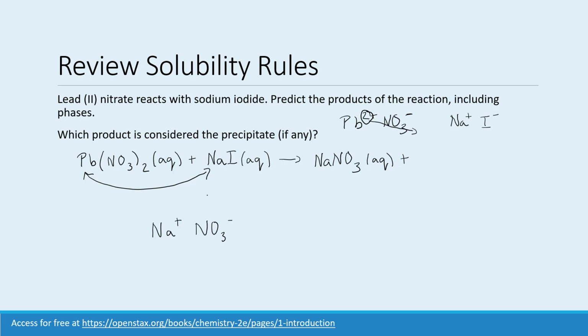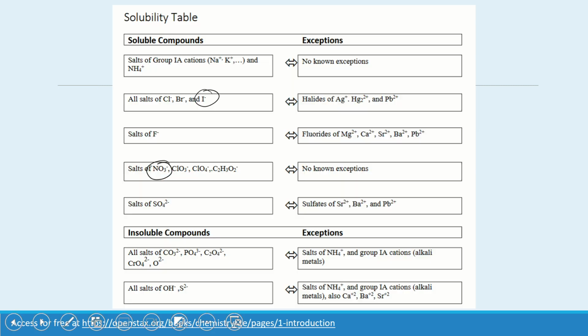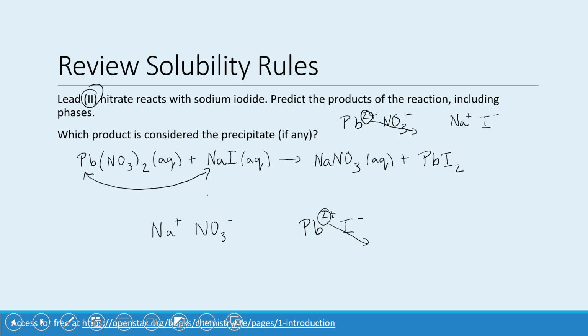And then the second product, we're going to bond that lead, the Pb, with an iodide. We want to assume that lead has the same charge that it started with. Remember, lead(II) is going to have a 2+ charge, and the iodide has a negative. So we're going to drop and swap that 2 to give us PbI2. Remember, iodide was not soluble when it was bonded to lead, one of the exceptions. So we're going to say that that is insoluble, and so it's going to form a solid, and therefore that is our precipitate.